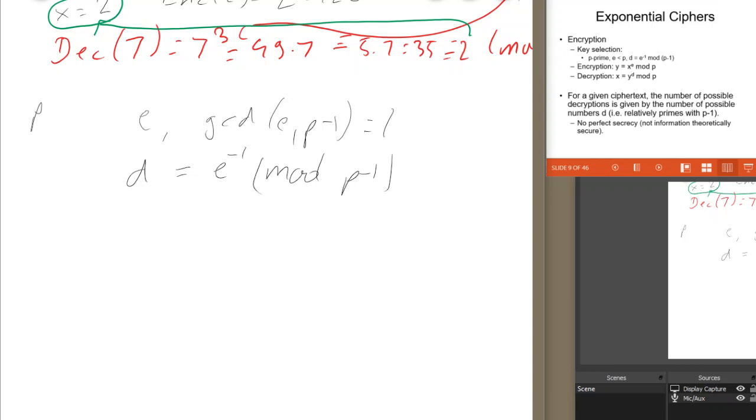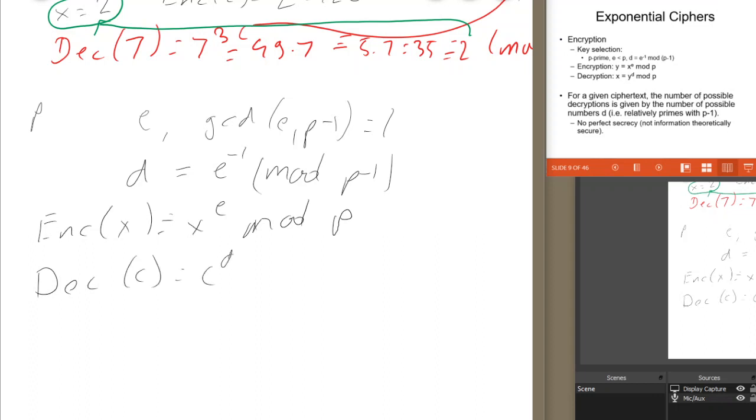And then for encryption, one encrypts message x by computing x at power e mod p, and to decrypt a ciphertext we raise the ciphertext at power d mod p. The total number of possible keys is the number of elements e such that they are relatively prime with p minus 1.